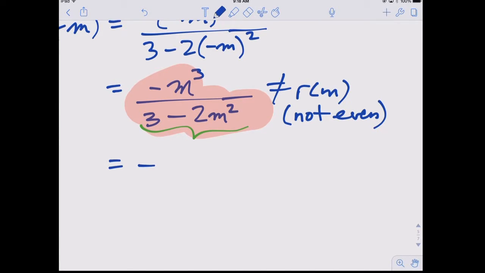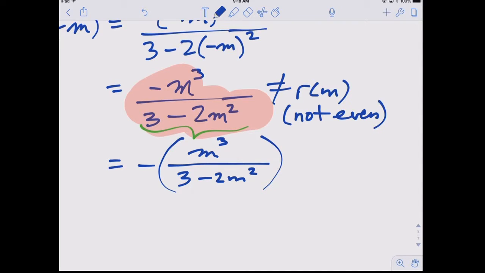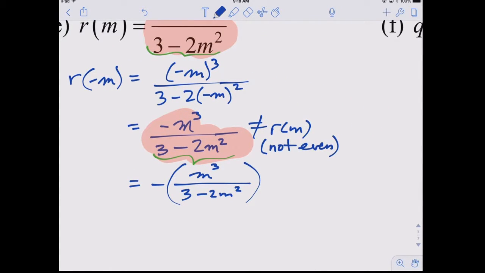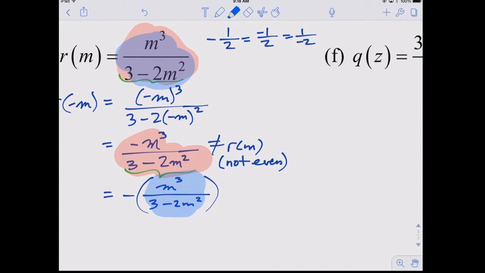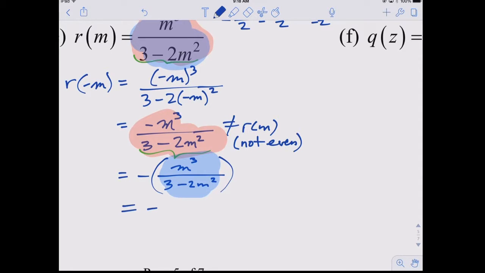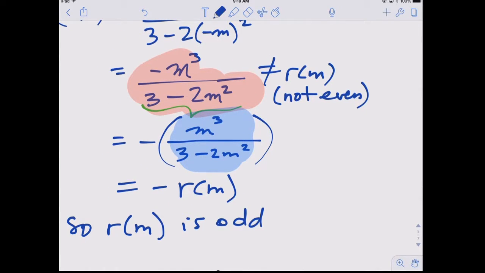So notice I have that negative floating in the top. I can pull that negative, just like we did with the numbers, out front of the entire expression. Because it's out in front of the entire expression, that's the same thing as negative 1 times the whole thing, so now I can put parentheses there without any loss of generality. Now that I have a negative in front of something in parentheses, I can ask myself if what's left inside is the same as what I started with. Yes. So this now becomes the opposite of r of m, which means that r of m is odd. You don't factor a negative out of the top and bottom if you just want to factor a negative out. You factor it out of either the numerator or the denominator. If you factor a negative out of the top and bottom, you're factoring out a positive 1, because negative 1 divided by negative 1 is positive 1.